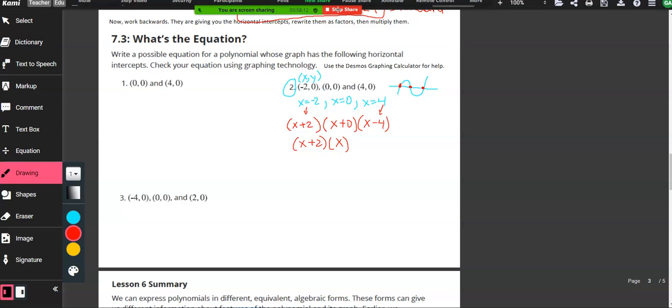Look what we did over here. On this one, it was negative 2. In the parentheses, we change it to a positive 2. So this is a possible equation that would create this graph with these x-intercepts. You could check that on Desmos. If you put this on Desmos, you're going to get a graph that crosses at these 3 spots.